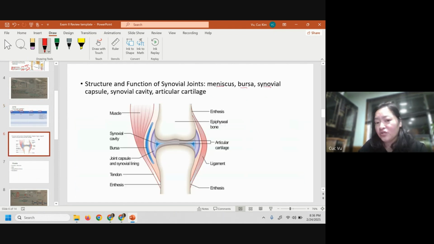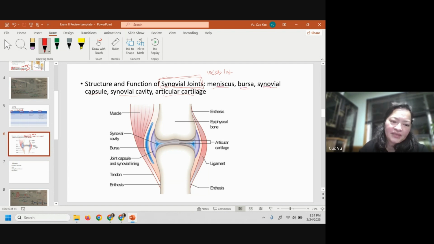The last thing about joints is to make sure you know about the synovial joint. That is one that we highlight. And within the synovial joints, you want to make sure you can define and know more about the meniscus, the bursa, the synovial capsule, the synovial cavity, and the articular cartilage. So for this, making a vocab list is a good idea. Under synovial joints, have all these vocab lists. And I included pictures just so that you can actually visibly see the differences between them.